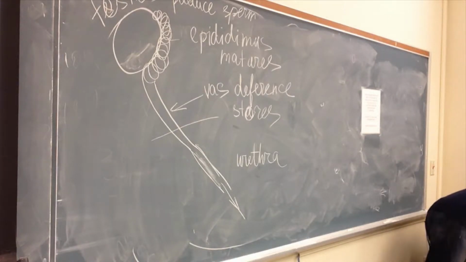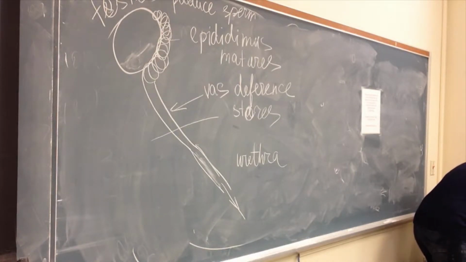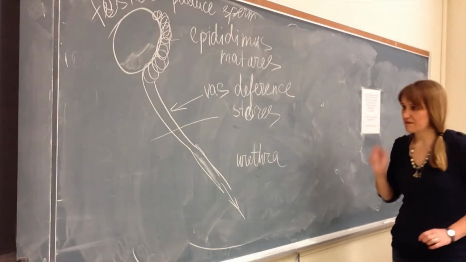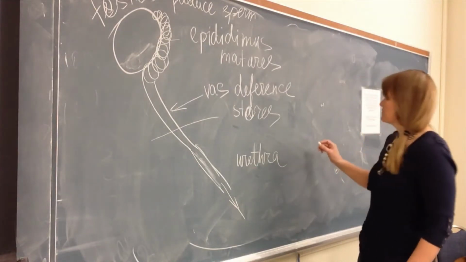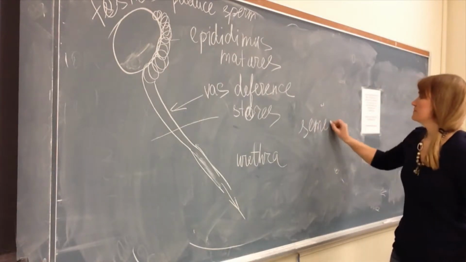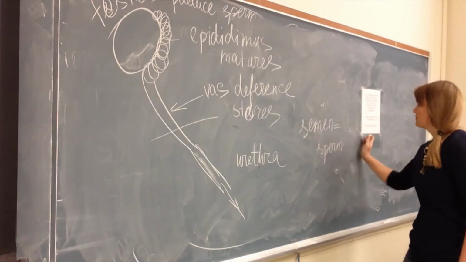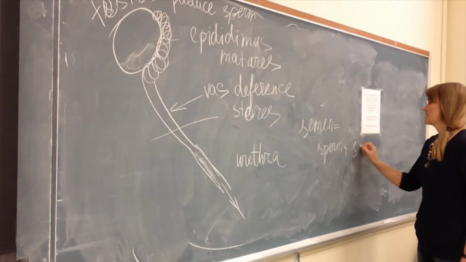Pencil. Now look at the glands that are out there to make the sperm successful. We are looking right here. And the first vesicle right here is the seminal vesicle. First of all, semen equals sperm plus secretions.